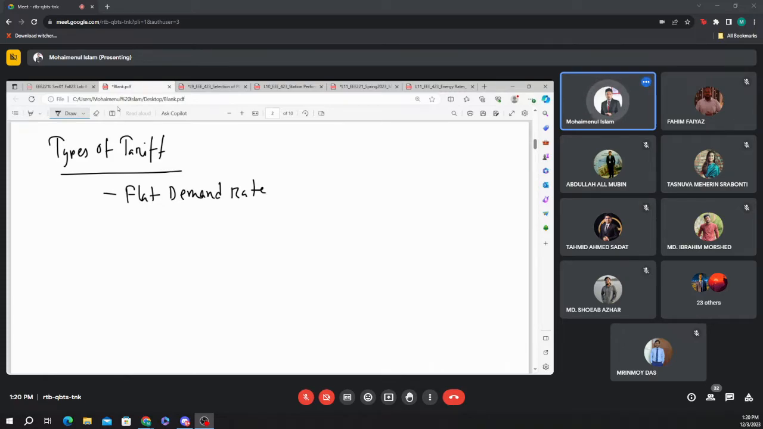Flat demand rate is a pretty simple method of charging energy. So maybe you have some maximum demand, you have maybe the total cost. You can just simply consider that, okay, 5 taka per energy. That's it. That is flat demand. No other consideration is here.